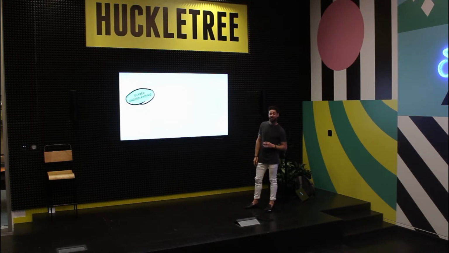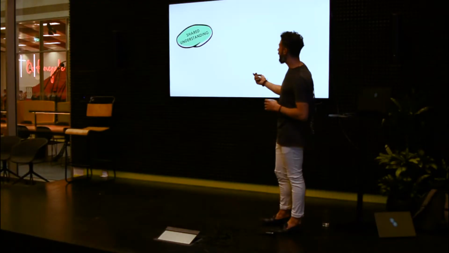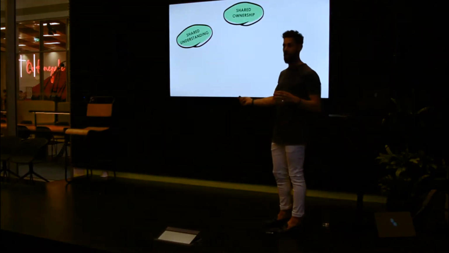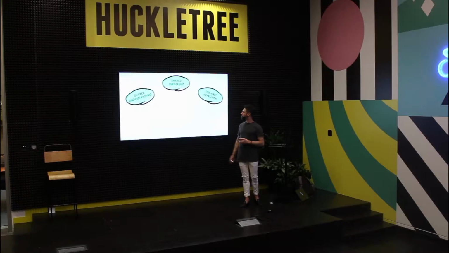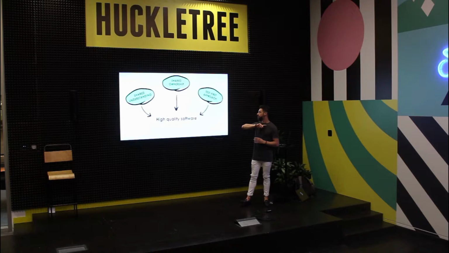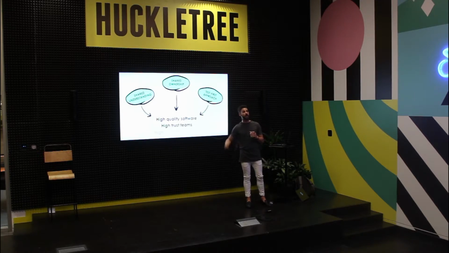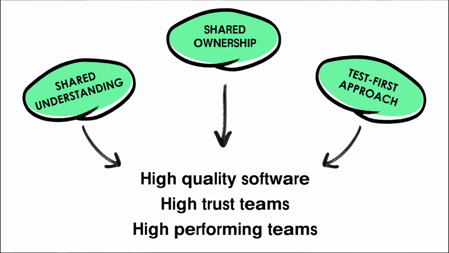So there are three key things that ATDD brings us: a shared understanding, shared ownership of what we do, and we take a test-first approach. Those three things give us, this is the magic preachy bit, high-quality software. They give us high-trust teams and high-performing teams. Sounds very preachy, but it's actually true. In my personal experience, having done this, it really does work.